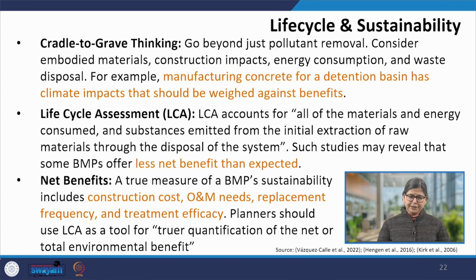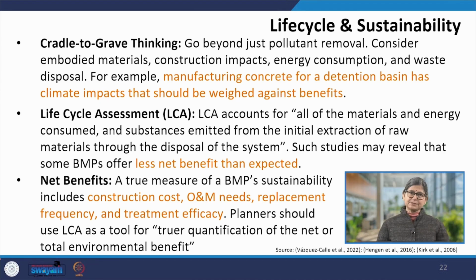Life cycle and sustainability. Cradle to grave thinking, go beyond just pollutant removal. Consider embodied materials, construction impacts, energy consumption, and waste disposal. For example, manufacturing concrete for a detention basin has climate impacts that should be weighed against the benefits.